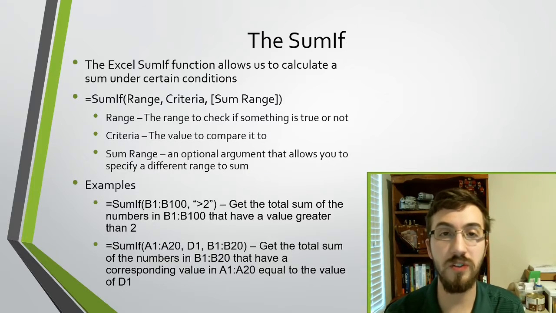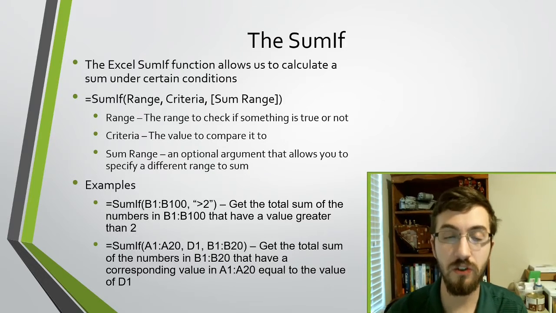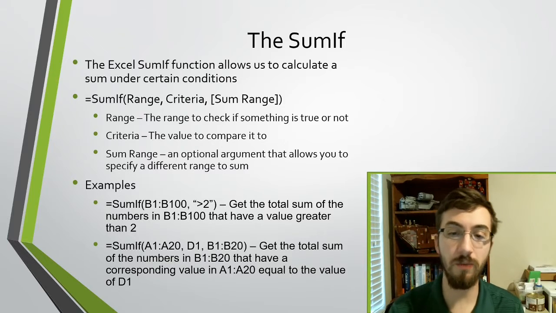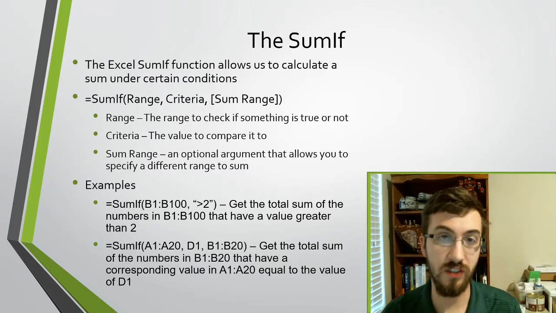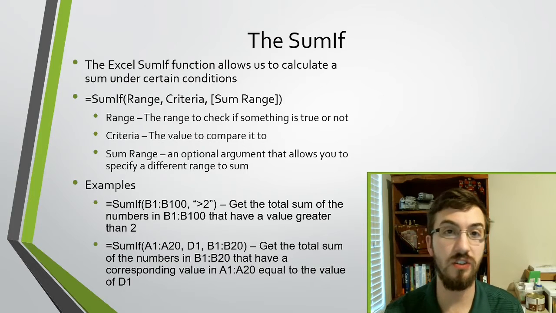The first one is the range. This is the range to check if something is true or not. Then the criteria is the value you compare it to. And then the sum range is optional, and it allows you to specify a different range to sum. If you don't give it that, it assumes it's just the range.